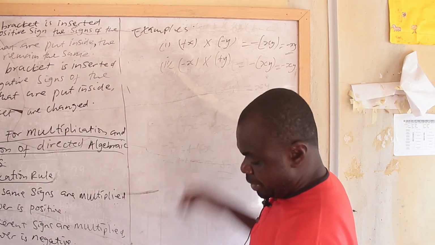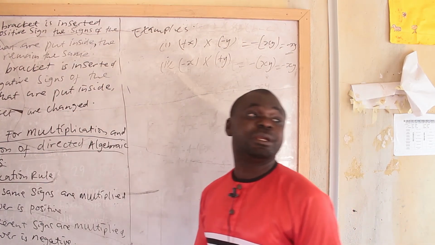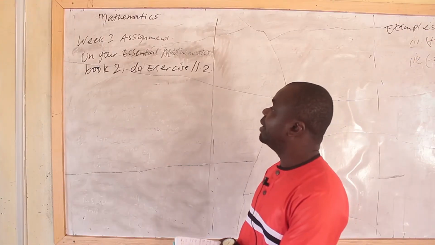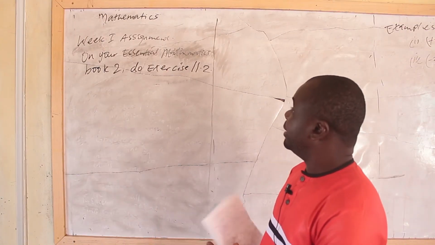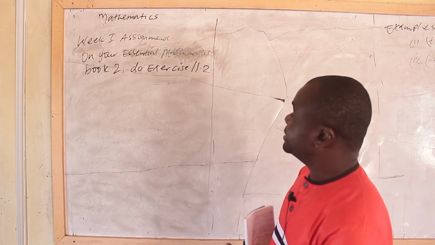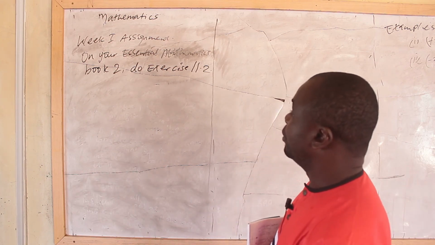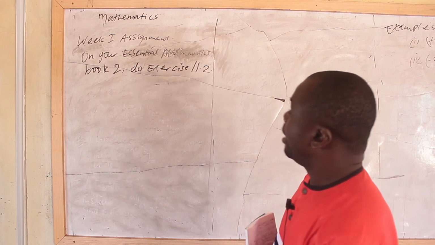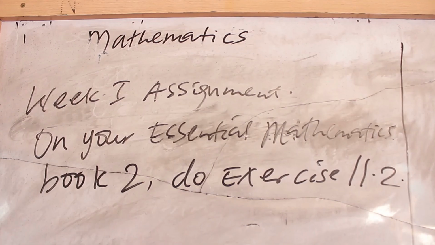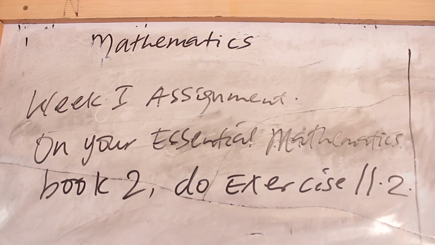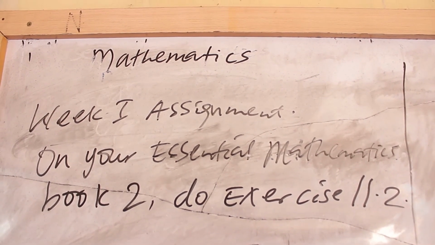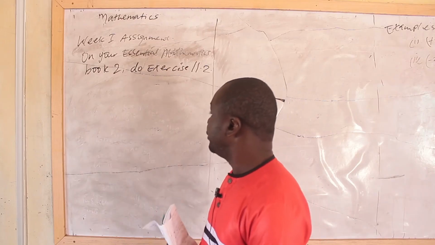So that is what we have for the week. As we are ending the week 1 lesson, let us have an assignment. You go straight to your Essential Mathematics Book 2. You do exercise 11.2 as assignment. So any problem you have there, you can contact me.